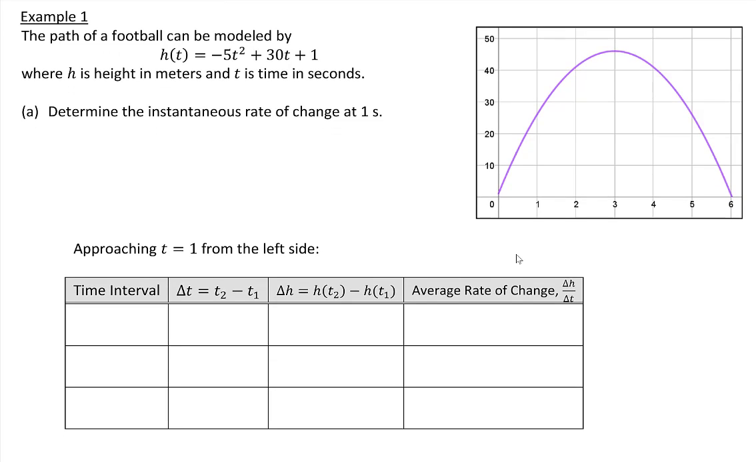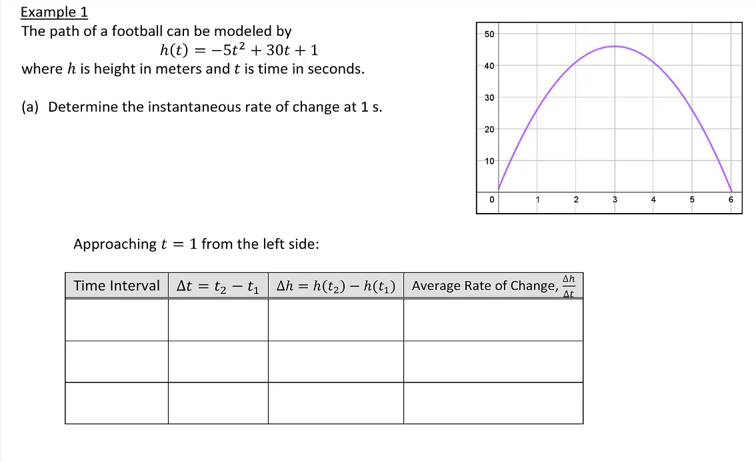So example 1. The path of a football can be modeled by h of t equals negative 5t squared plus 30t plus 1, where h is the height in meters and t is time in seconds. Determine the instantaneous rate of change at 1 second. What we're looking for is the slope of the tangent line, the slope of this line that touches the curve at that 1 point, or what we call the instantaneous rate of change.